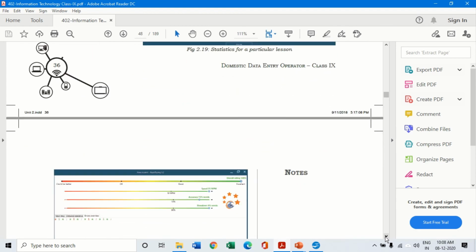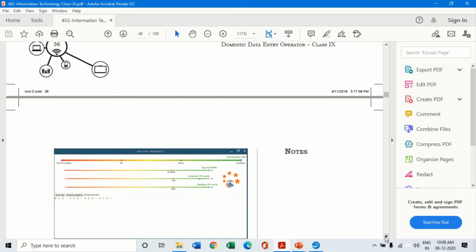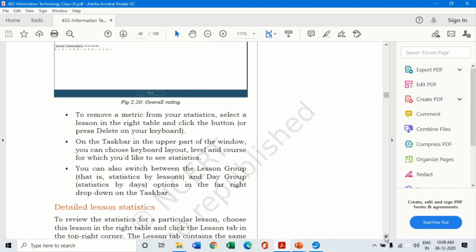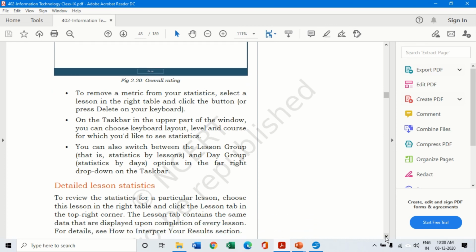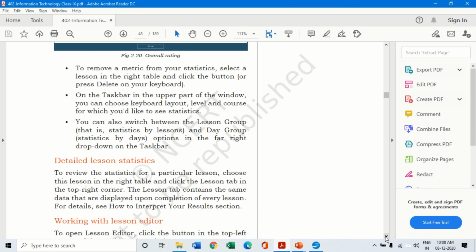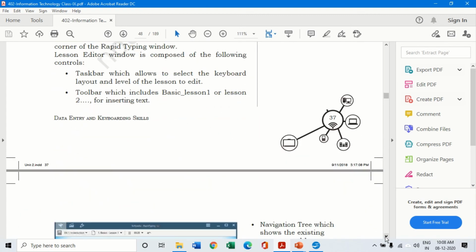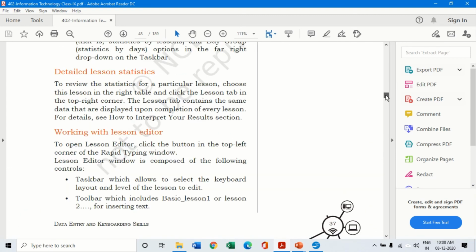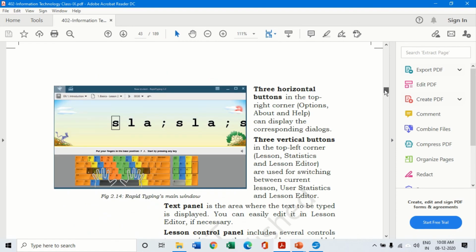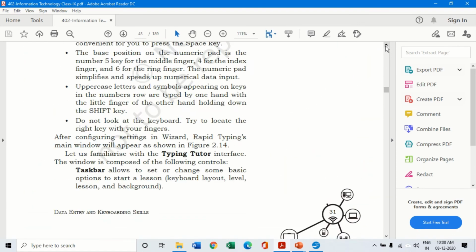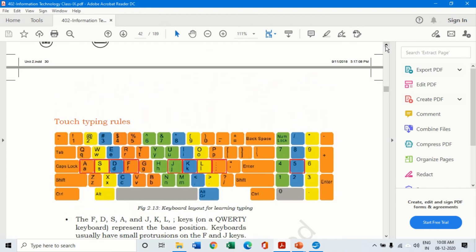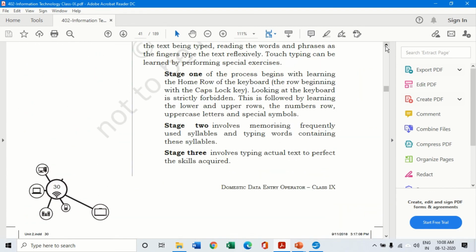Unfortunately, we are not in a situation where we can do this typing and give practical classes for you. So if possible, please try to download a typing tutor and practice touch typing on your computer or keyboard, and try to gain mastery over touch typing. Once we resume, hopefully we will be able to give you some practice on touch typing or typing tutor software. Until then, if you can, try downloading this software and try touch typing on your own.